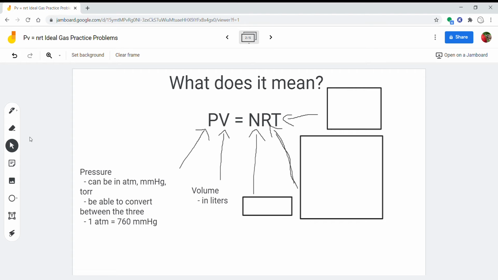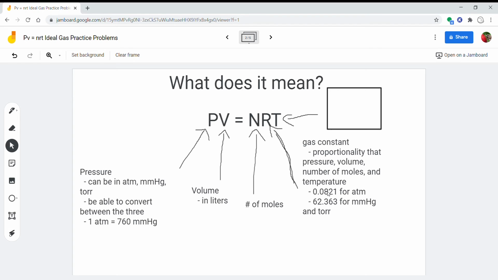Volume is in liters, always liters. If the volume is in milliliters, make sure to convert it to liters. N is the number of moles. R is the gas constant, and it is basically the proportionality constant that relates pressure, volume, number of moles, and temperature. It changes depending on the units you use for pressure. If you use atmospheres, which I tend to use, it's 0.0821, and 62.363 for torr or millimeters of mercury.